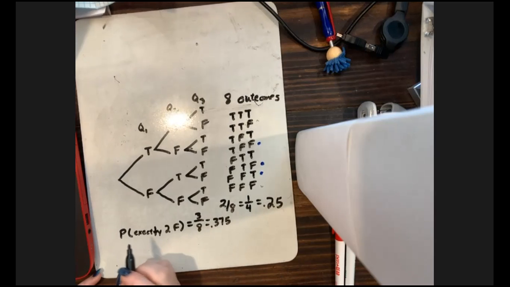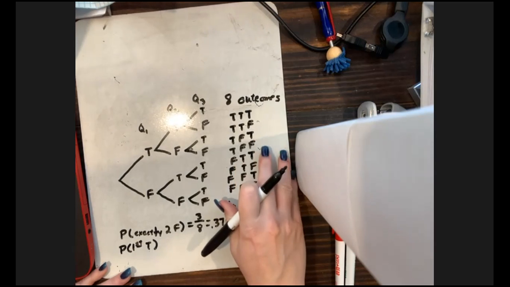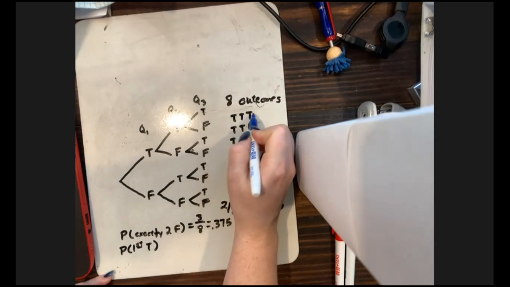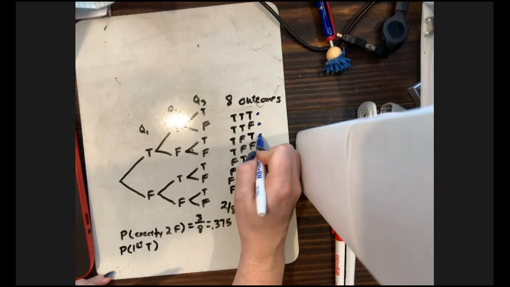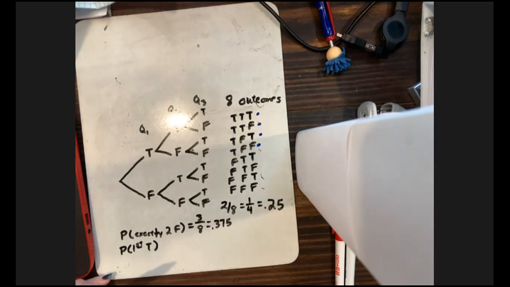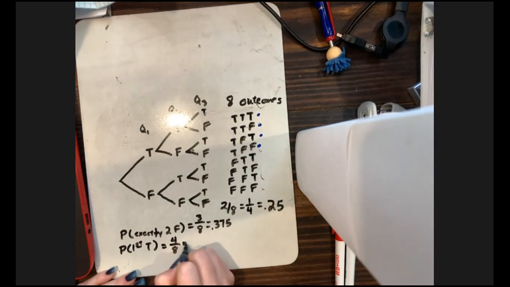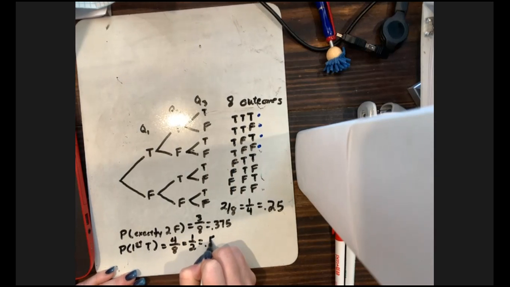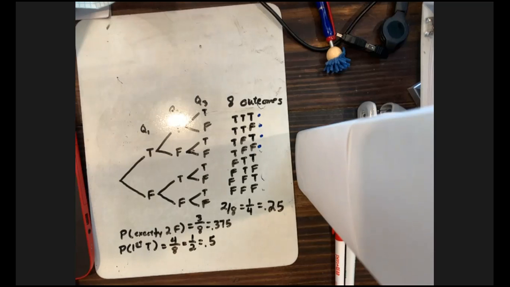Okay. And then they ask, what's the probability that the first answer is true? Okay, so we'll mark these. First one's true, first one's true, first one's true, first one's true. First one, all those is false. So that is 4 out of 8, which will reduce to 1/2, or 0.5. Okay. And again, generally you'll have the option to write your answer in either decimal, percent, or fraction. That becomes your choice.